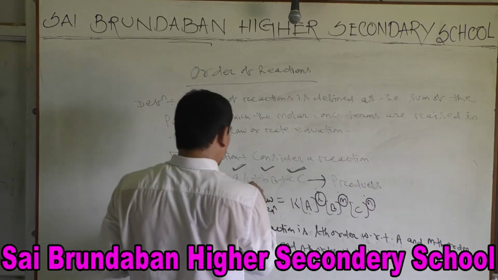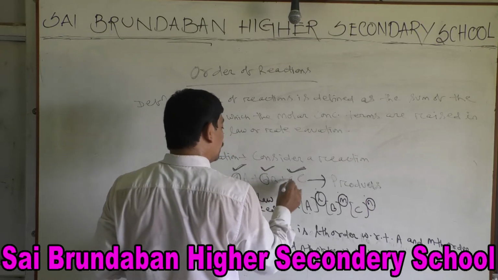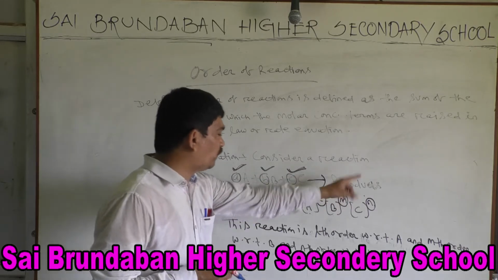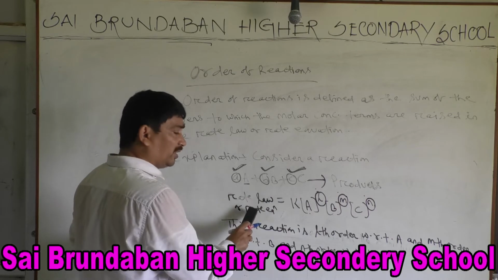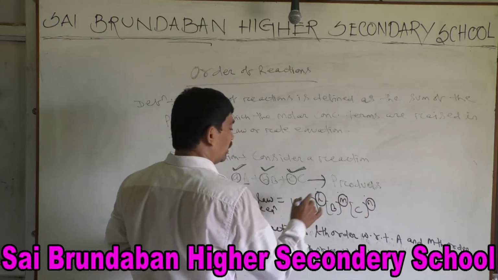Look at this. This is the reaction. Capital A, capital B, capital C. Small a, small b, small c are the coefficients that represent the number of moles of the reactants, which give rise to product. This is the rate law: K, A to the power L, B to the power M, C to the power N. So what is L?